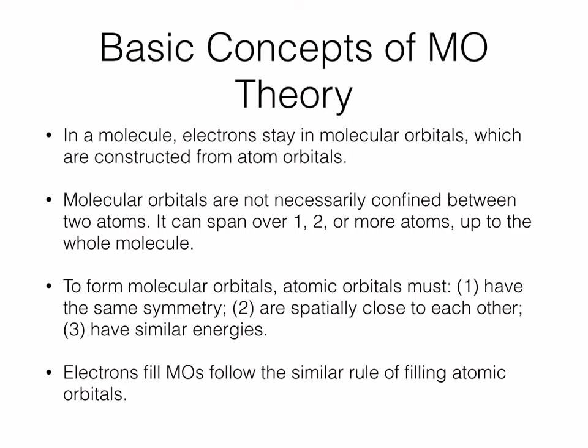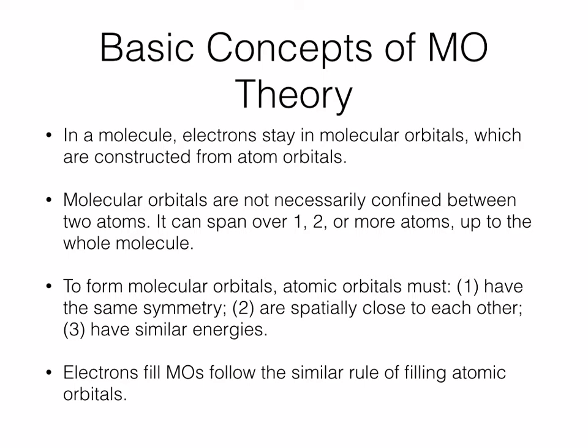And second is that the atomic orbitals must be spatially close to each other so that they can have effective interaction. This one is similar to the Lewis dot structure concept in that if two orbitals are really far away, they cannot overlap, so they cannot form a bond. The third one is different and new. It basically says that those two atomic orbitals must have similar energies to have effective interaction.